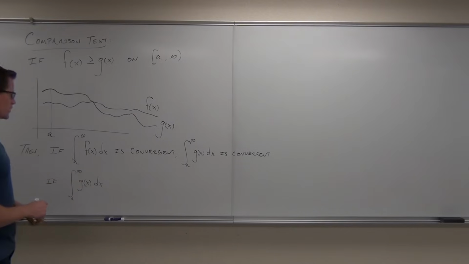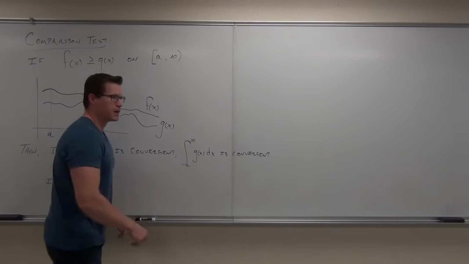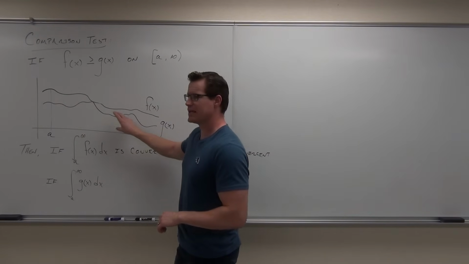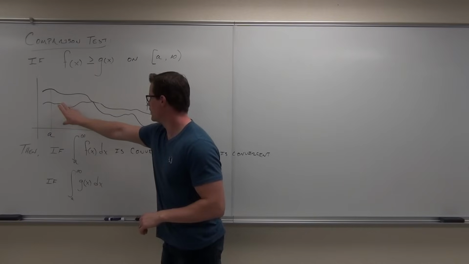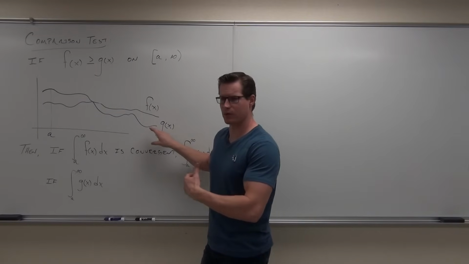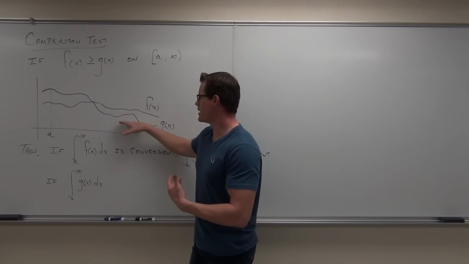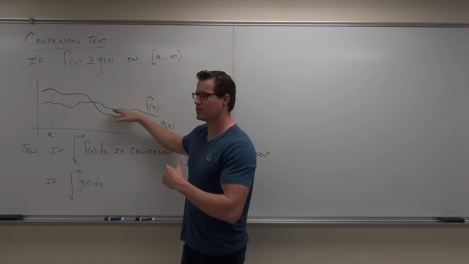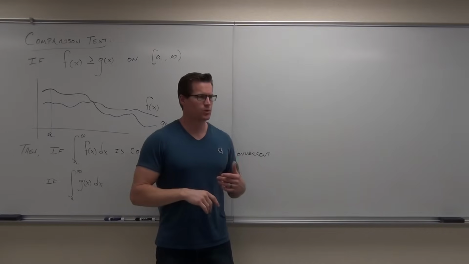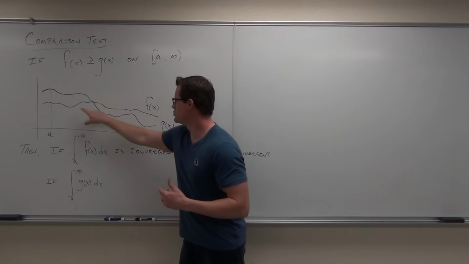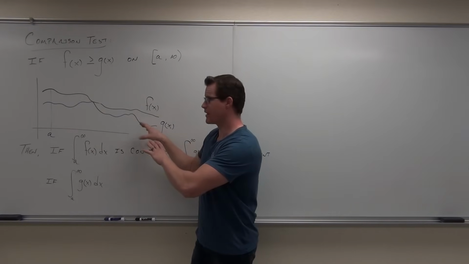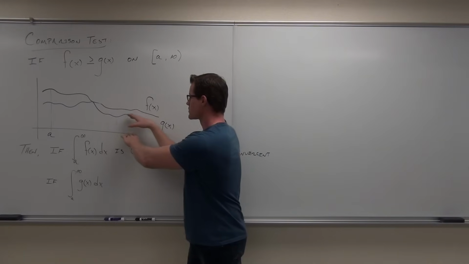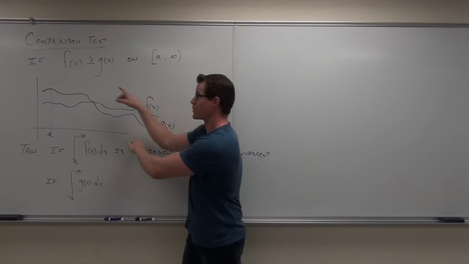Okay, so now next one. Think about the backwards way. Let's say we know something about g of x. Let's say that we calculate the area of g of x, and it's divergent. So that means the area under here keeps growing without bound, or we can't find it. What would that tell you about the area under f of x? We don't know. Is it possible for the integral of g of x to diverge and the integral of f of x to converge? No. If this one grows without bound, remember we're saying this is bigger than that.